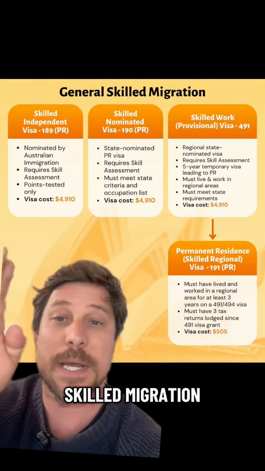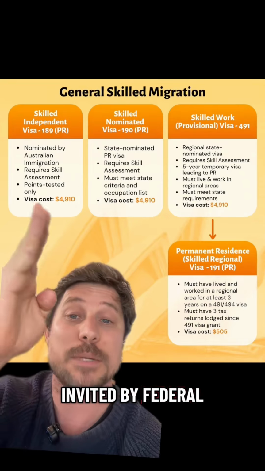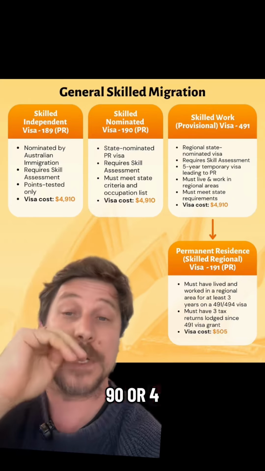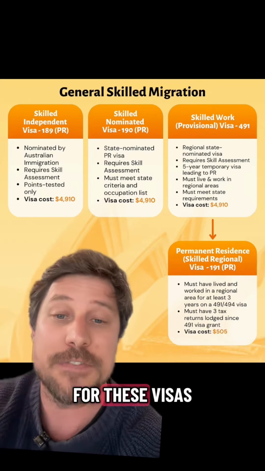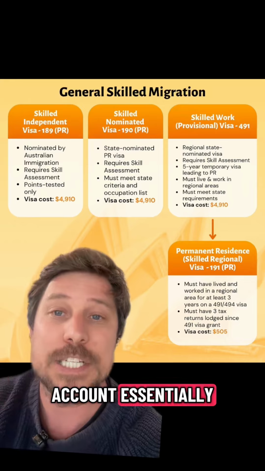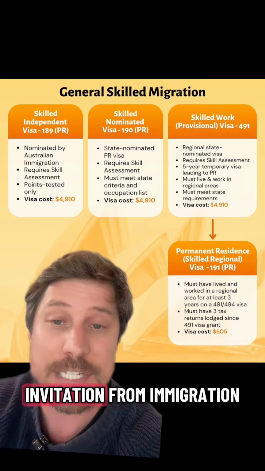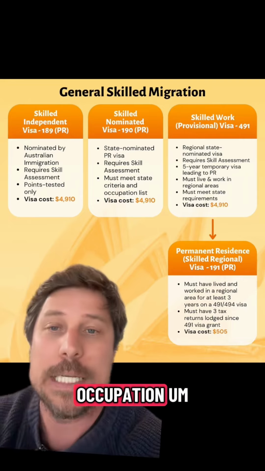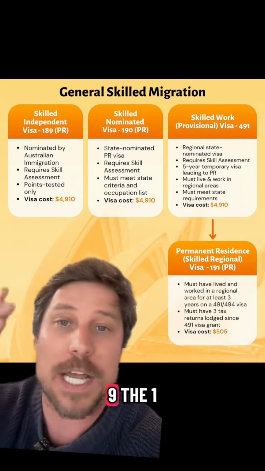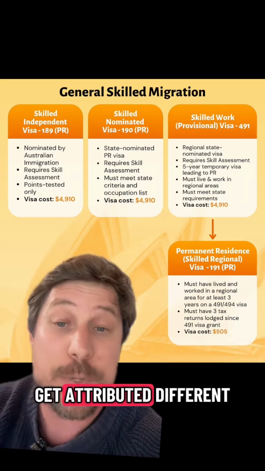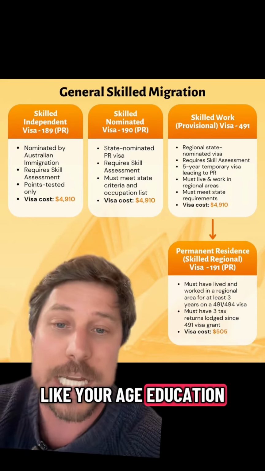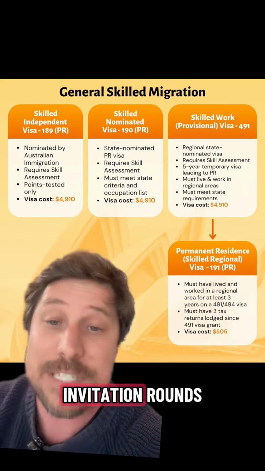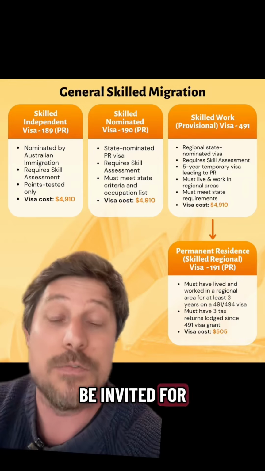So with general skilled migration, you can be invited by federal immigration for the 189 or a state or territory for the 190 or 491. You can't just apply for these visas through your ImmiAccount. Essentially, you need to request an invitation from immigration. So you go, hey, immigration, this is me, this is my occupation. I want to be invited for the 189, the 190, 491, and you get attributed different points for things like your age, education, work experience, English ability. The states and territories then do invitation rounds where you can be invited for these visas.